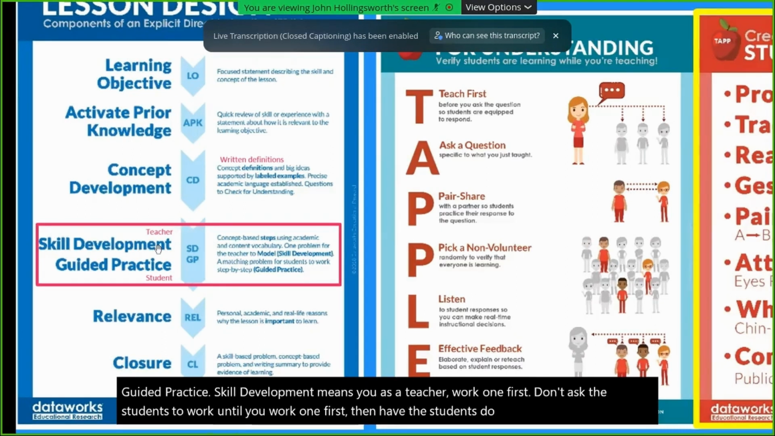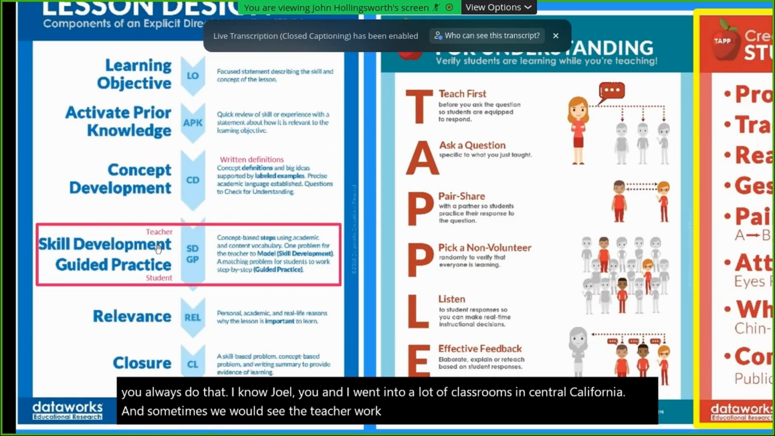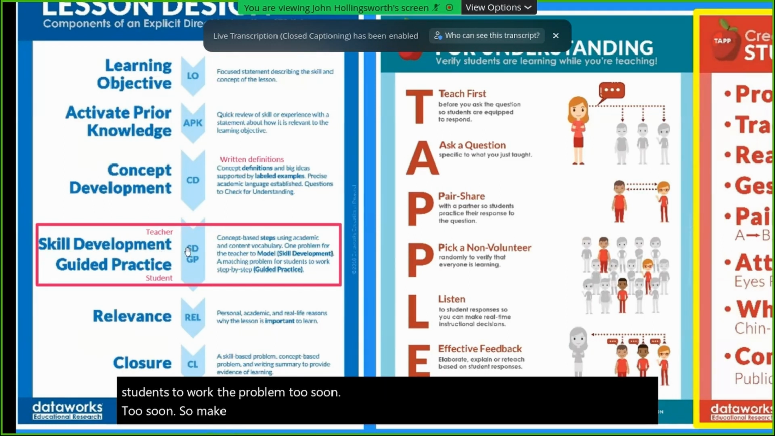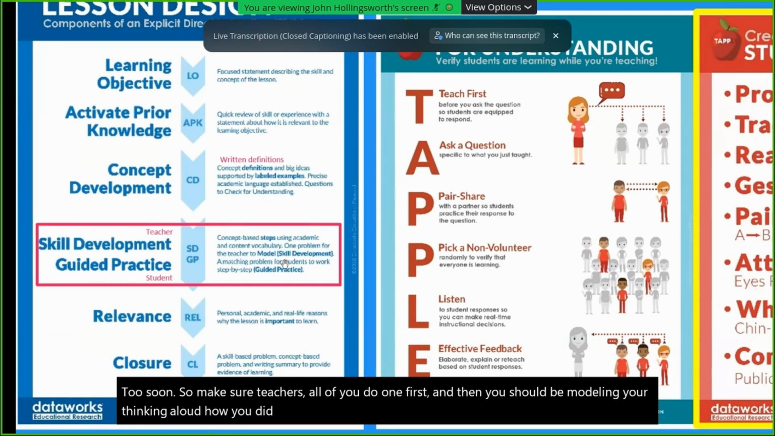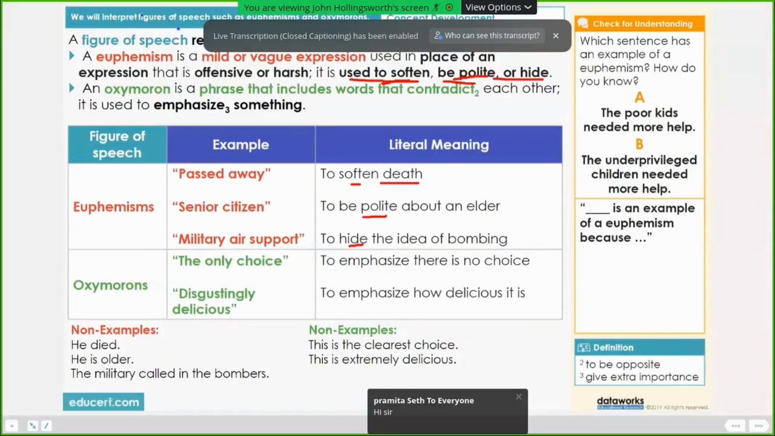Then have the students do one. Sometimes we would see the teacher skip working the problem and ask the students to work the problem too soon. Too soon. So make sure, teachers, all of you do one first, and then you should be modeling your thinking aloud, how you did it, and then have the students be able to explain how you solved the problem. Not what the answer was, but how you solved it.